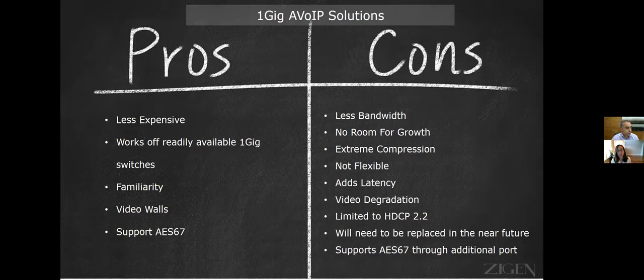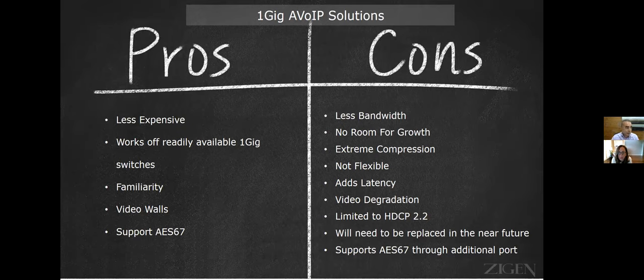But we do have some cons. So Ed, you want to tell us some of the things that we're going to lose by utilizing the 1 gig solution? Obviously, we're limited to the bandwidth, right? 1 gig. And when it comes to 1 gig, I've prepared a chart that we're going to dive into and understand the limitations of 1 gig.